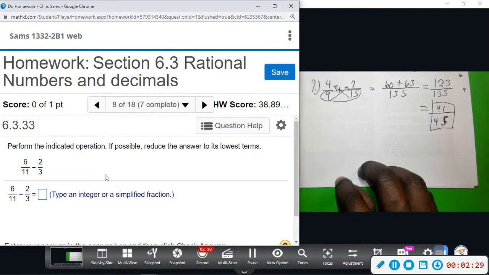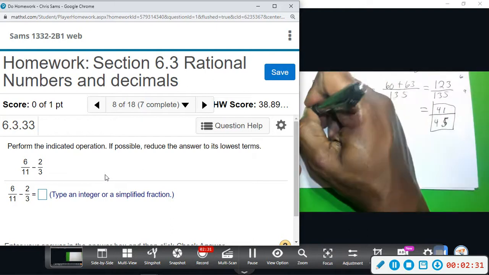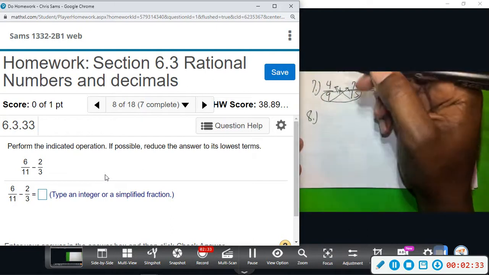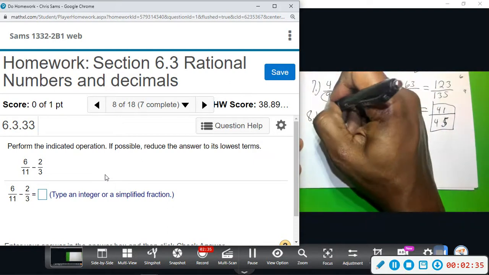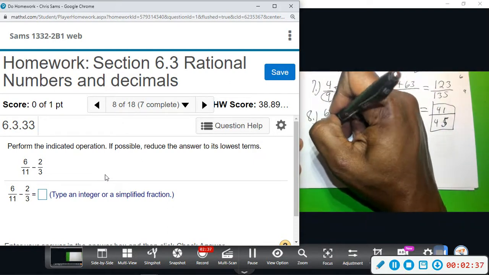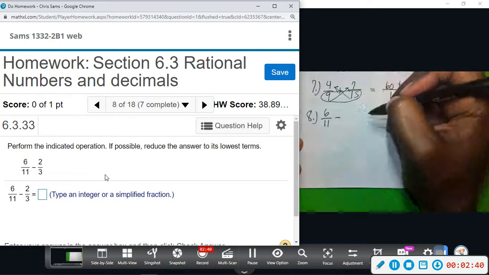Number 8. This time we want to subtract and reduce. So the same method will work here. We just have to subtract.